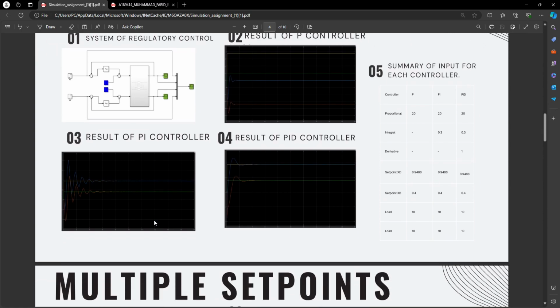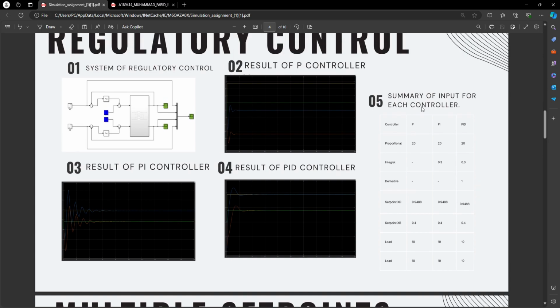For the PI result with load, we are going to have this graph, and then going through the PID controller, we are going to have this whole graph. And then this is the summary of all the values from the graph for the set point of XD and the set point of XB, and also all the loads, which are all set to 10.